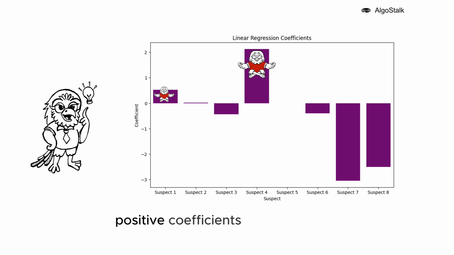Positive coefficients. These suspects are pushing the case in a certain direction, influencing the outcome positively. The larger the coefficient, the stronger their influence. If a suspect has a high positive coefficient, it means they're a key player, strongly driving up the predictions.